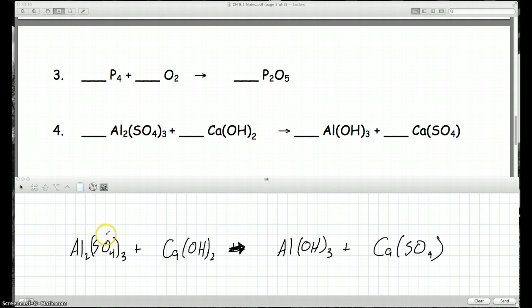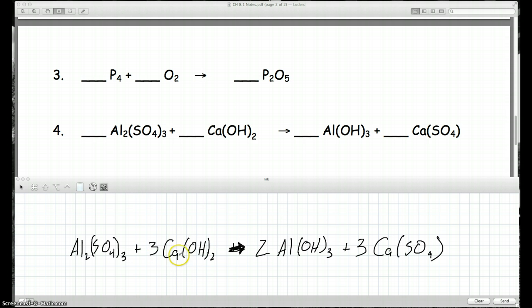So if I look at sulfates, I got 3 sulfates on the left. I only have 1 sulfate on this side. So I can fix that by putting a 3 here. So 3 sulfates and 3 sulfates. The sulfates are balanced. The other polyatomic here, I have OH, I got 2 of them. And here I got OH and I got 3 of them. Just like before, odd numbers are a pain in the butt, so I'm going to try putting a 2 there. 2 times 3 is 6 OHs. Well, I got 2 over here. What multiplies to 6? 2 times what equals 6? Well, 3. 3 times 2 is 6.